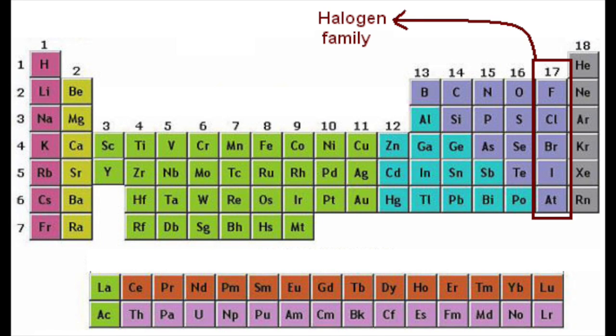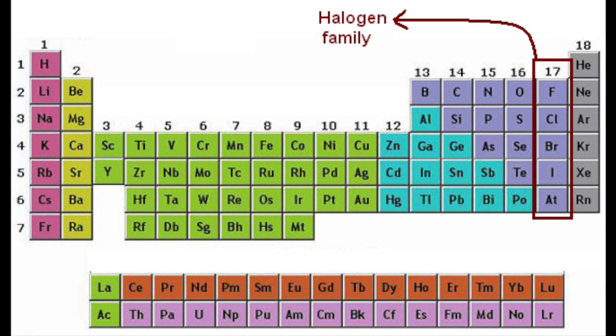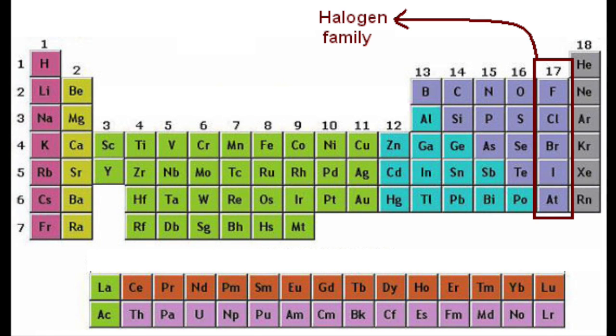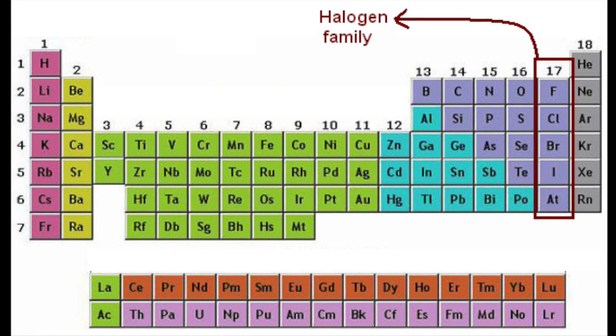The halogen group is a group in the periodic table consisting of 5 chemically related elements: fluorine, chlorine, bromine, iodine, and astatine. The word halogen itself means salt former in Greek. Halogens have properties that enable them to react with other elements to form important salts, such as sodium chloride, also known as table salt.